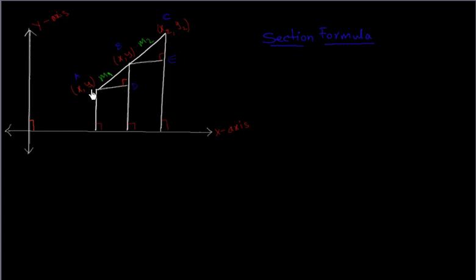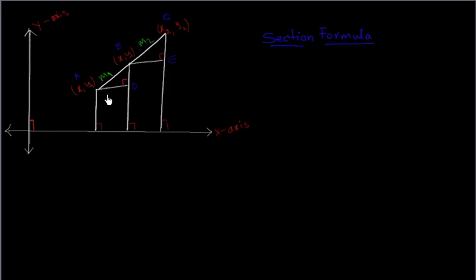Then I have drawn a parallel to the x-axis here. So AD is parallel to the x-axis and BE is also parallel to the x-axis. Now if you look at these, two triangles can be observed very clearly: one is ABD and another is BCE. These two triangles are similar triangles.